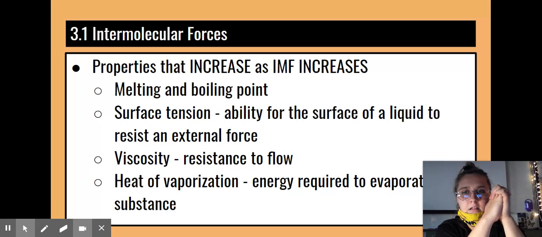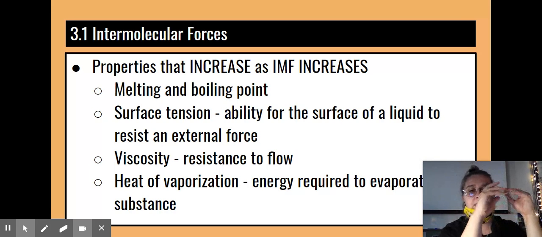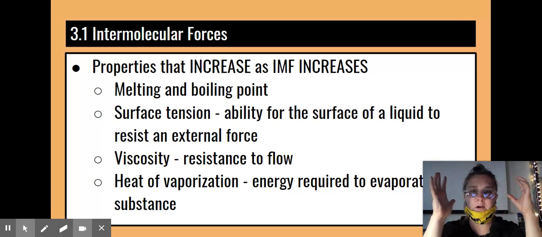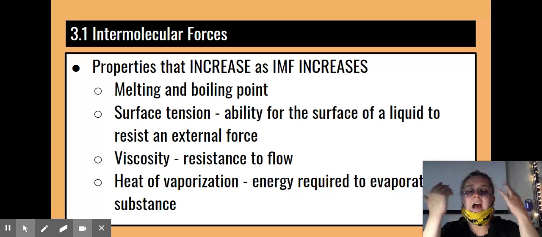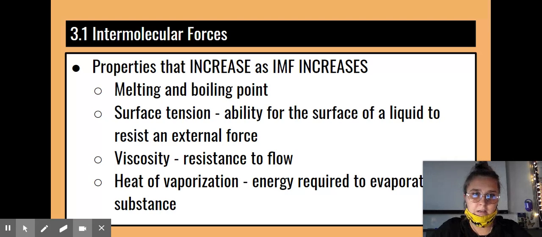And if you move them apart, you're moving to a liquid and then a gas. Those particles are moving further and further apart. And so having a higher melting and a higher boiling point is like a resistance to that almost. Like it needs more and more energy to shift to a different phase. In particular, moving from a solid to a liquid to a gas. Also, surface tension, the ability for the surface of a liquid to resist an external force, viscosity, which is the resistance to flow, and then heat of vaporization, which is energy required to evaporate a substance.